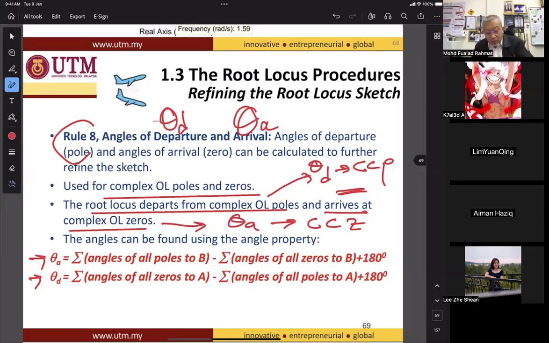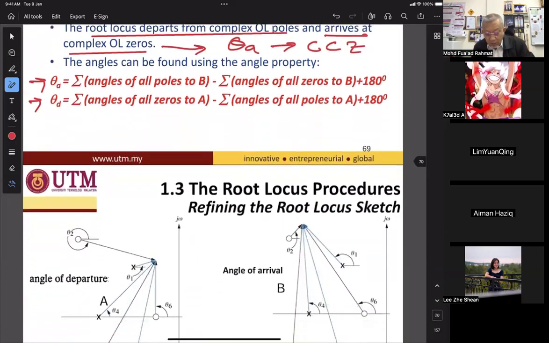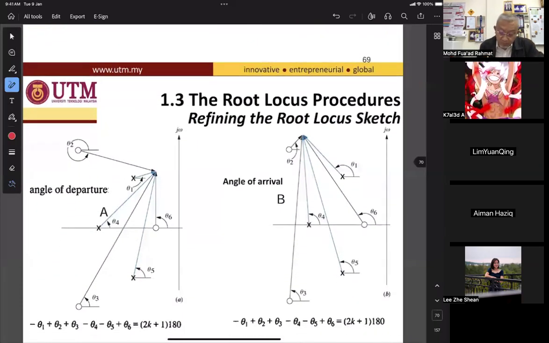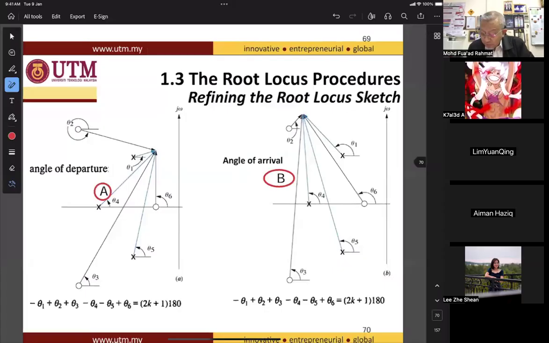So similar to theta D as well. And E and B refer to this point. Okay, E and B, right? The next figure on the notes. So you can see here, we have about 6 angles, theta 1 until theta 6.